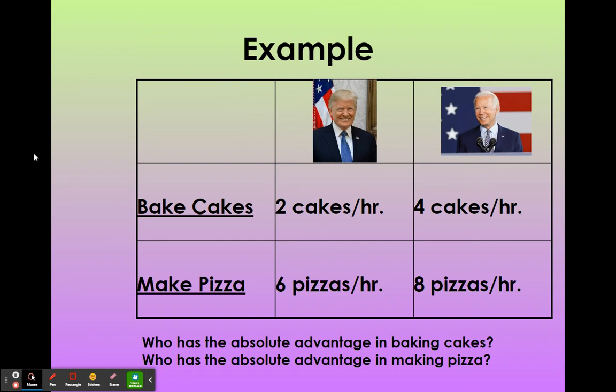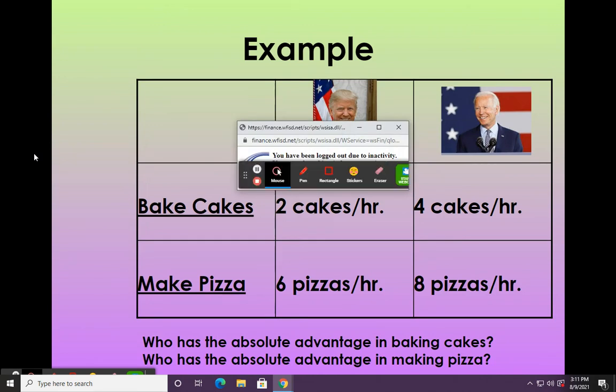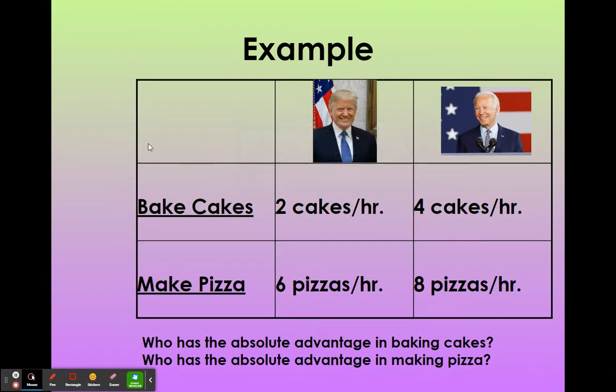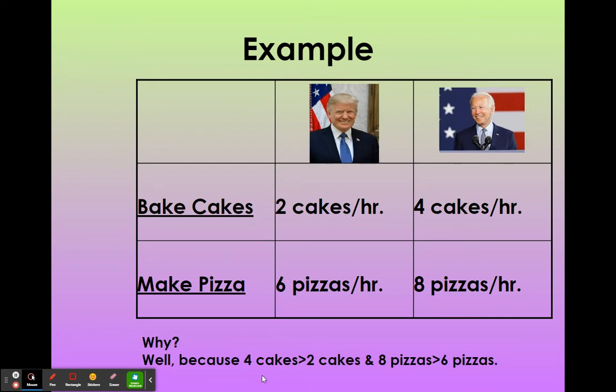It's not always going to be that way. That's just the way this example is. So don't think that if one person has the absolute advantage, they're going to have it for both items. That's just the way it's going here. Pretty simple. Biden has the absolute advantage for both.